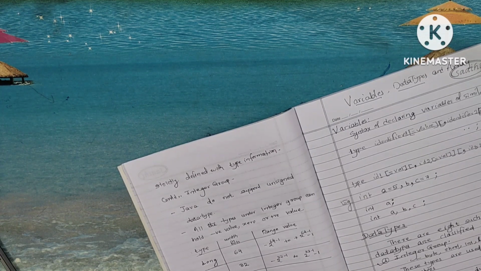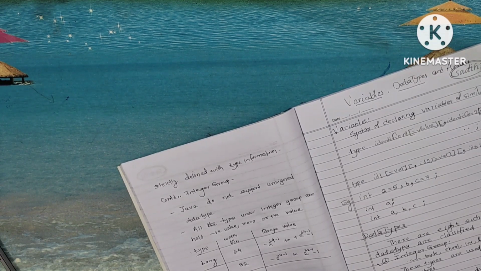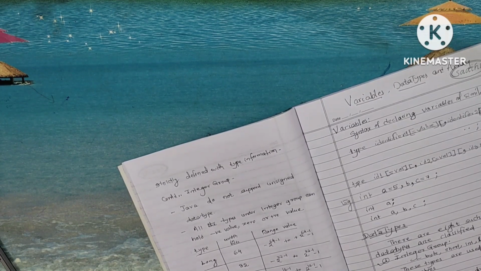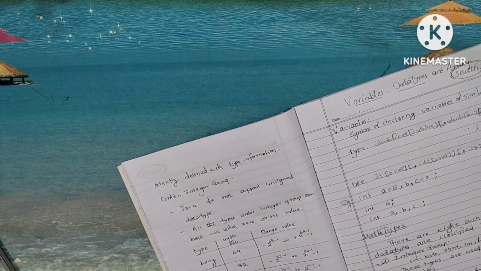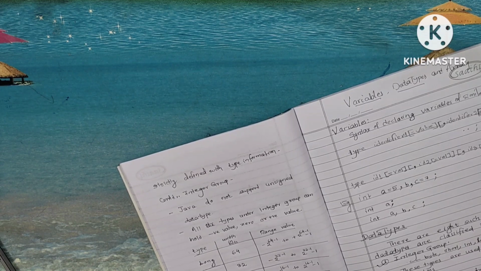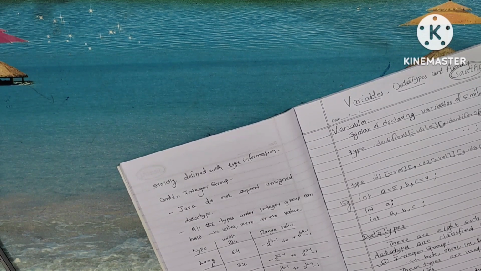Similarly, we can have short integer. It is 16 bit and the range will be minus 2 to the power 16 minus 1 to 2 to the power 16 minus 1 minus 1. Byte is 8 bit and the range will be minus 2 to the power 8 minus 1 to 2 to the power 8 minus 1 minus 1. That is minus 128 to 127.